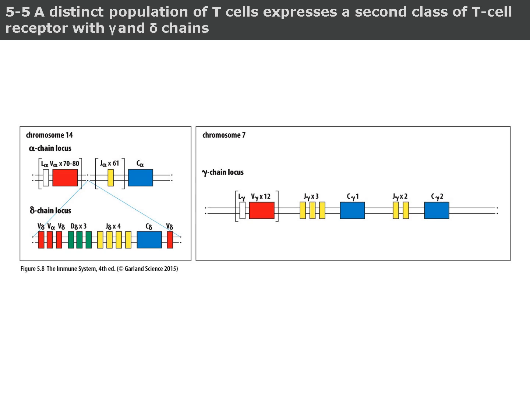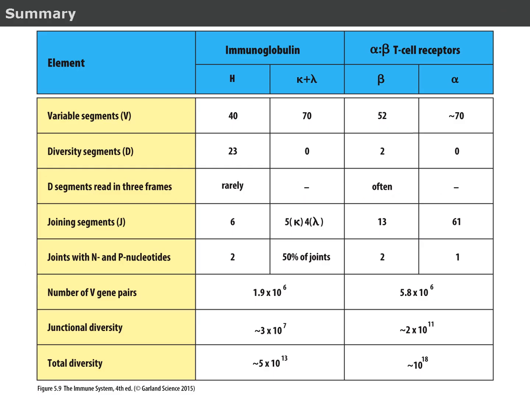On the right is the gamma chain locus, located on chromosome 7. It contains multiple variable and joining segments, followed by 2 constant regions. Both gamma and delta chains undergo gene rearrangement during T-cell development, similar to the alpha and beta chains. This arrangement highlights the shared evolutionary origin of the T-cell receptor families and reinforces the importance of gene recombination in creating receptor diversity.